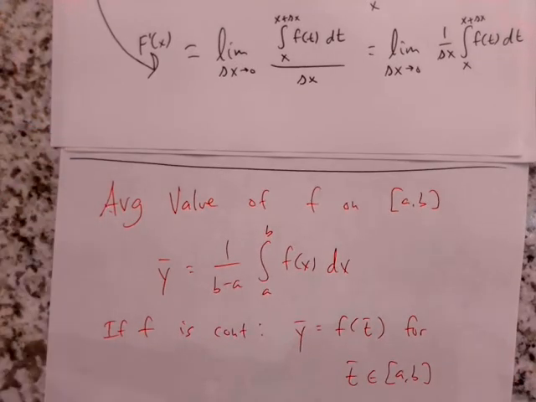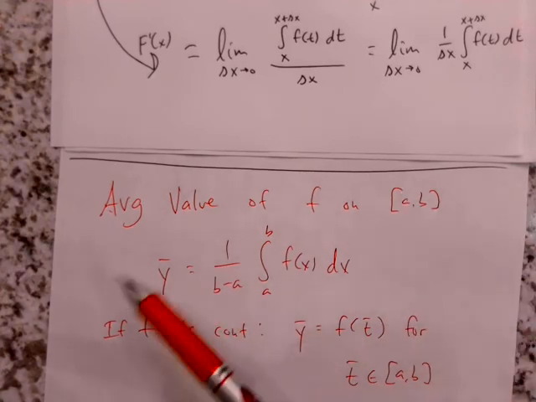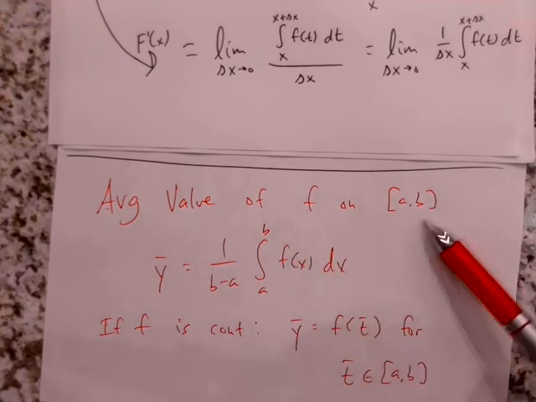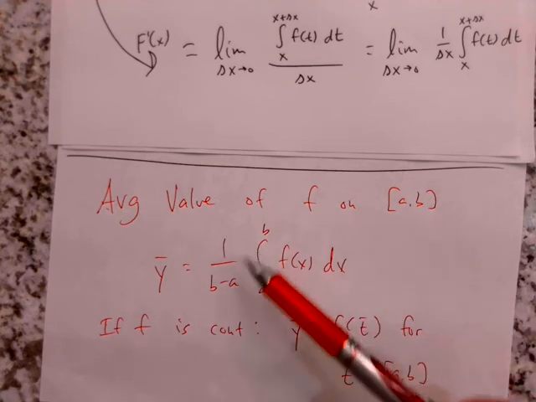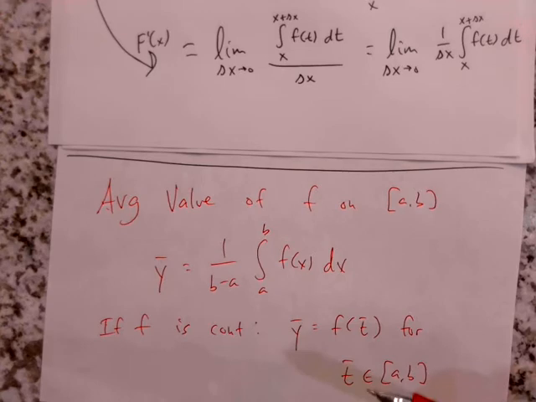So to recap that, we figured this all out at the end of our last lecture. The average value of a function on some closed interval is 1 over the length of the interval times the integral from a to b of that function. And if your function is continuous, then that average value is guaranteed to happen for some x value in the interval. So t bar is the x value which, when you plug it into f, gives you the average value.